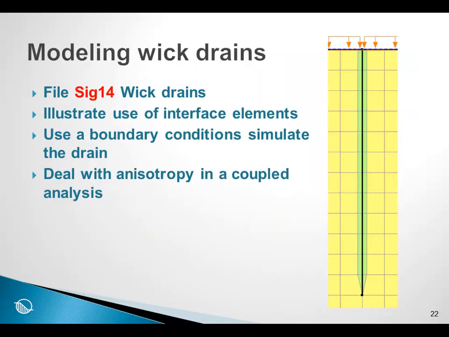In this example, we will use file SIG14 to illustrate some features. One of the purposes here is to illustrate the use of interface elements. Again, we want to illustrate how to use a boundary condition or conditions to simulate the drain, and then to show how to deal with anisotropy in a coupled analysis.